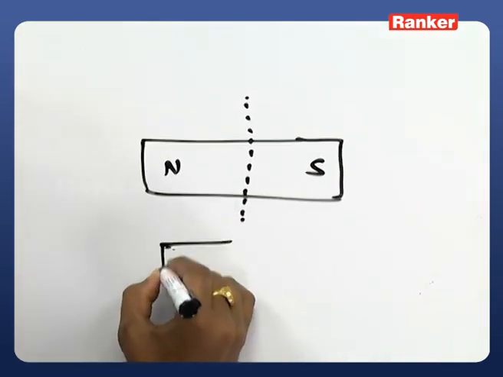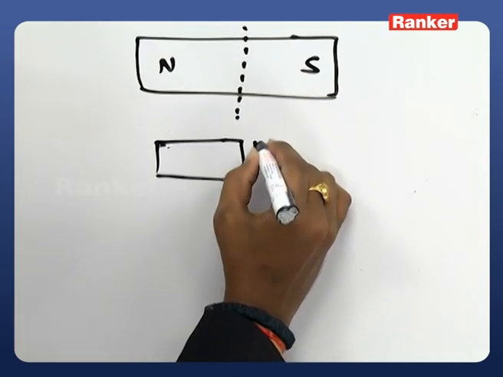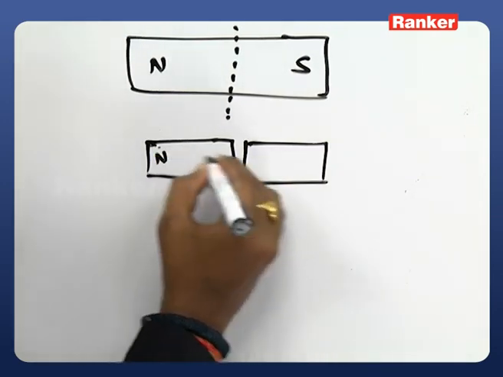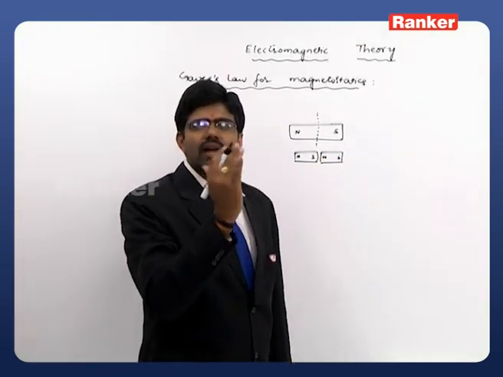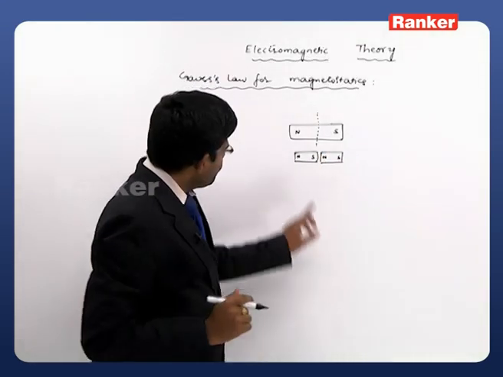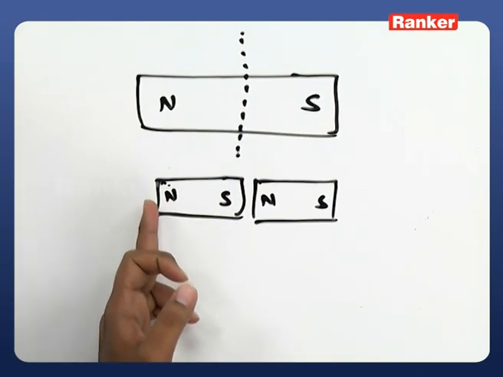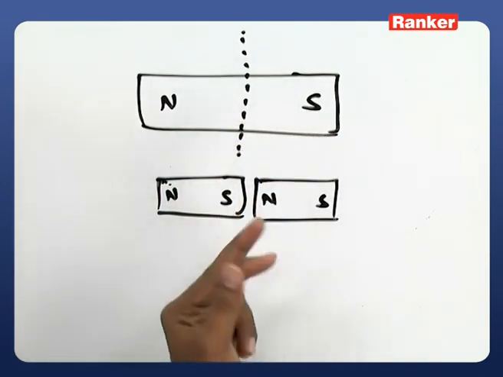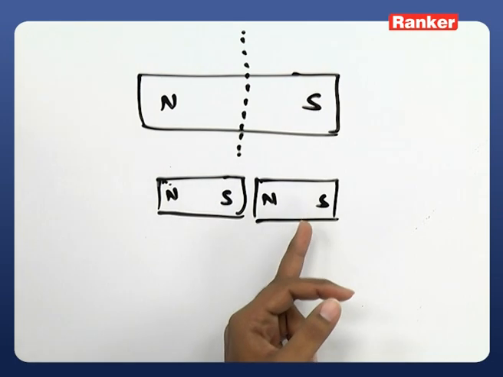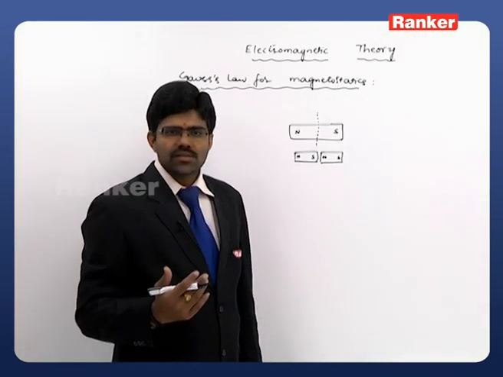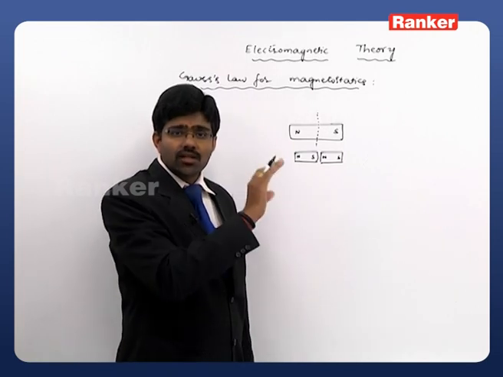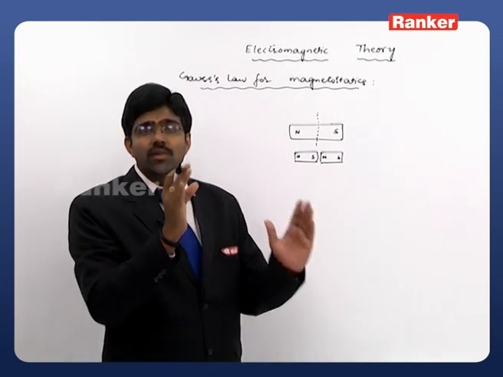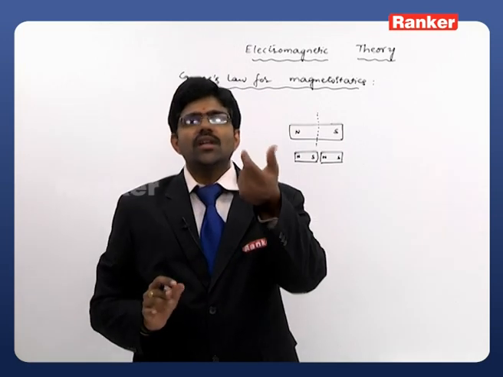Clearly we can observe a practical phenomenon that each piece will once again have a north pole and south pole. This part we are considering will again be divided as a north pole and south pole. Once again, if you cut into two pieces, so the entire system is made into four pieces, you can observe north pole, south pole, north pole, south pole. It's a combination of north pole and south pole for each and every piece.